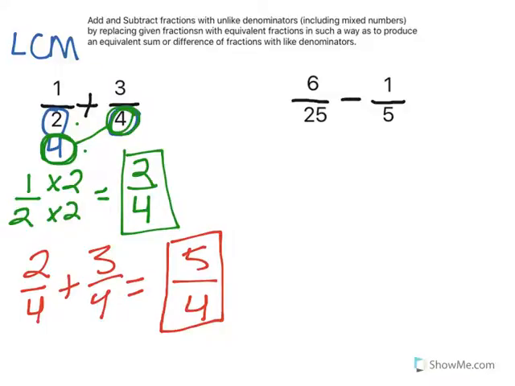Okay, so for our challenge problem, we are subtracting. And it's the same thing, we're just going to subtract at the end instead of add. So, let's look. We have our 25 and 5. Now these are not the same number, so we need to convert. So let's start with the 5.